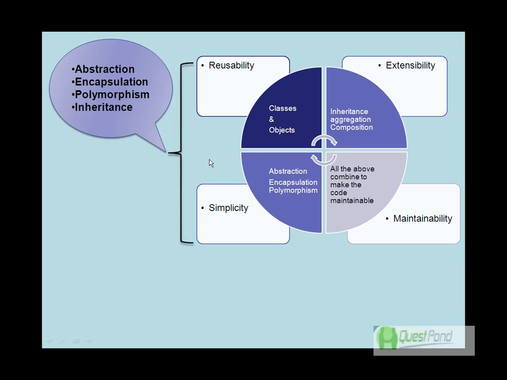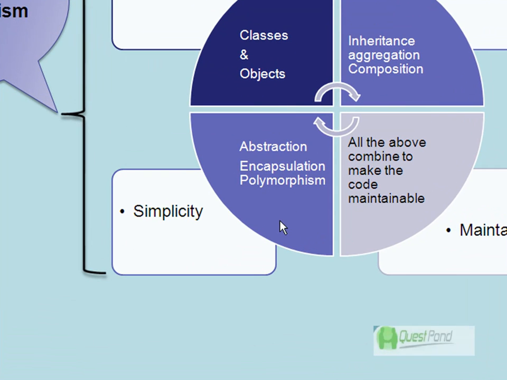The third problem associated with functional programming was simplicity. Because of reusability and extensibility, you end up with a lot of functions, a lot of scattered code, different method names, different functions. So object-oriented programming has addressed this issue by providing three important properties: abstraction, encapsulation, and polymorphism.